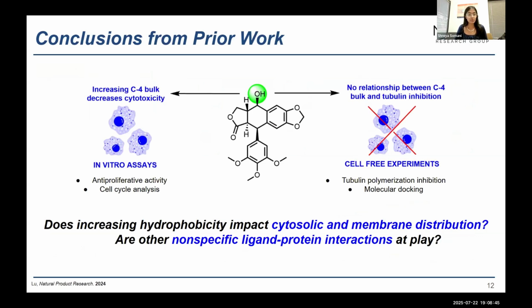The second question was that maybe there are other non-specific ligand-protein interactions at play. As you all know, the cell has thousands of different proteins, and it's possible that our compounds don't specifically bind to tubulin and may be binding to some other proteins. That could help explain why we saw different results in our in vitro assays as compared to our cell-free experiments. In order to probe these questions further, we then turn to our current work.